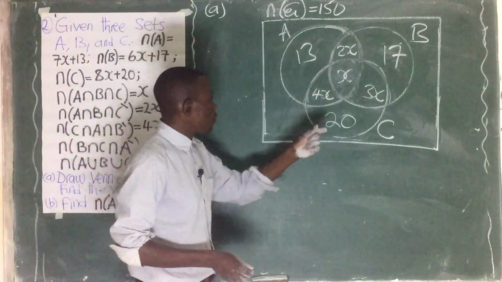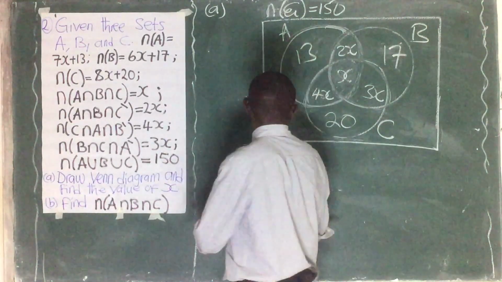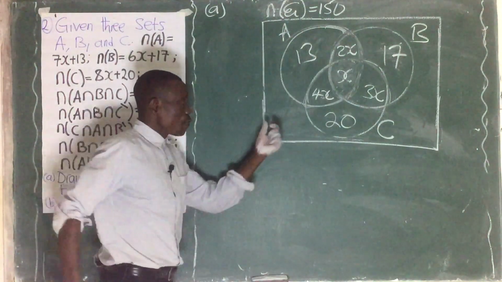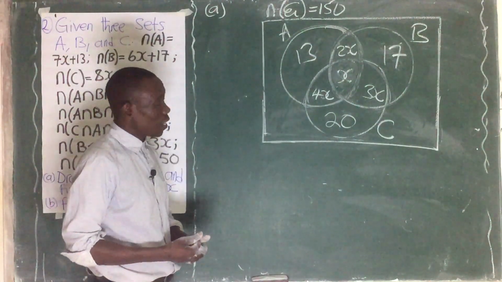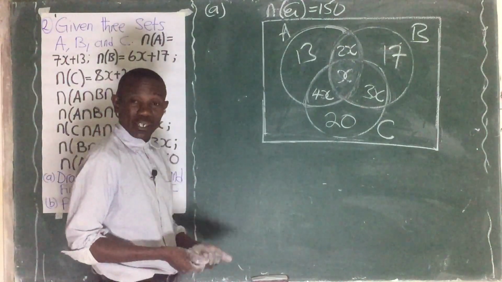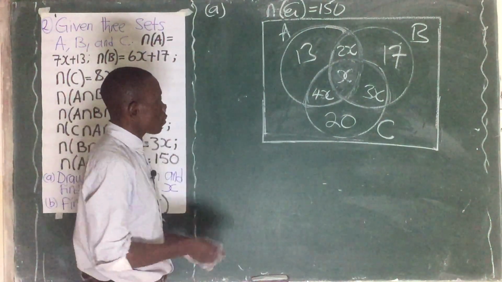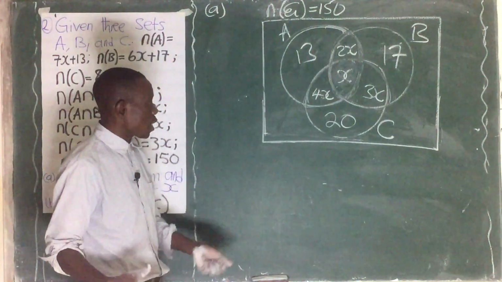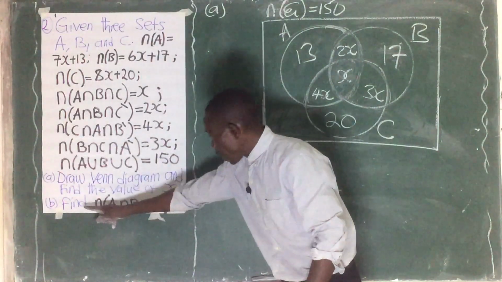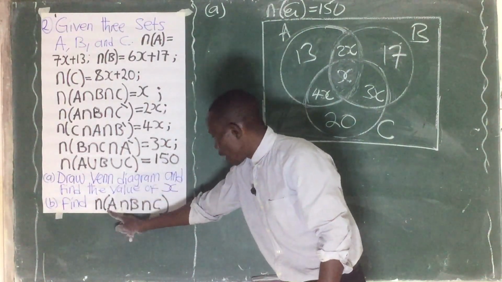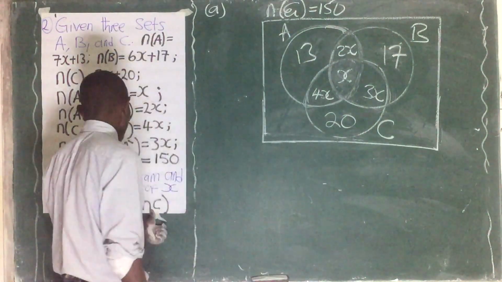So if you are asked to work out the value of x, it is just as good as adding all of those values and equating that to 150. Then you have an equation that will give you the value of x. So what you do here, I'll just leave you an equation which I need you to work out, and after that use the value of x to find how many we have in A intersection B intersection C.